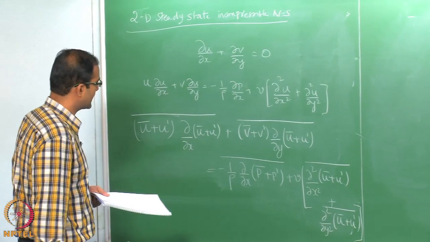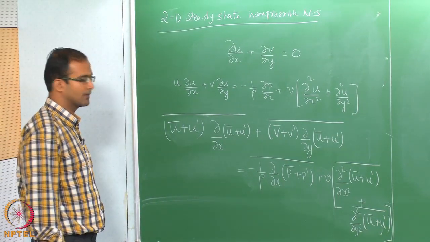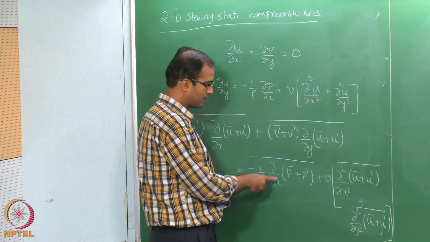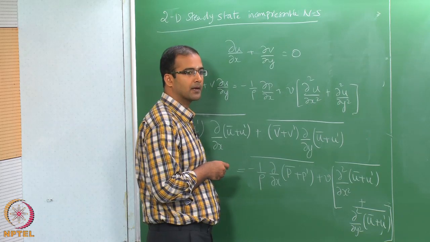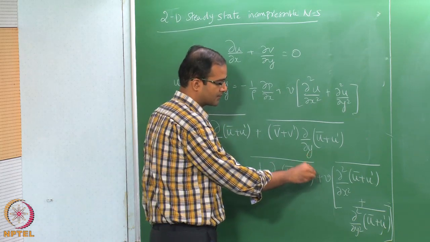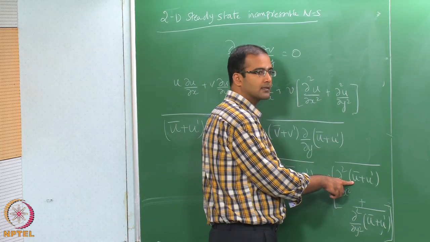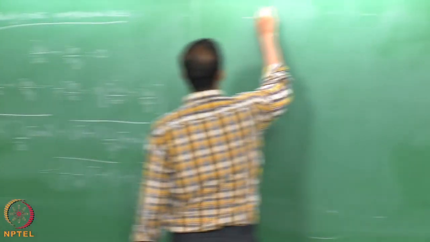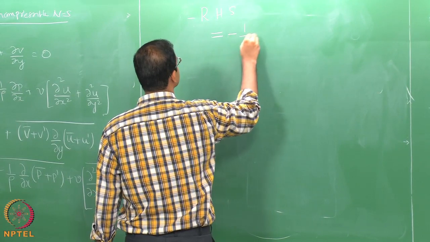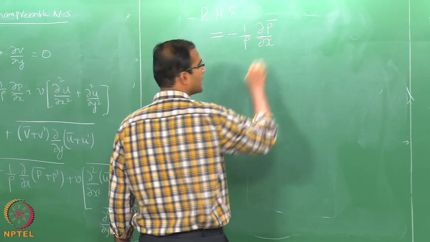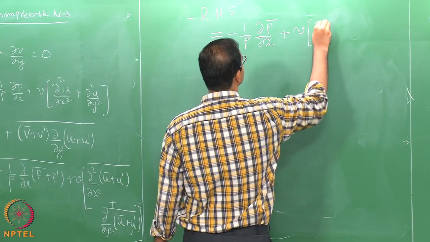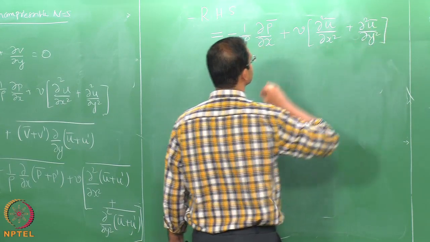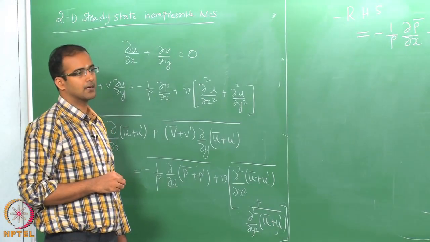So, if you look at the right hand side, everybody must have written this step. This is incompressible, so there is no averaging operator on the density. So, 1 by rho d by dx of p bar plus p prime bar, and p prime bar will be 0. Similarly, if you do the averaging here, this is u bar plus u prime bar, so u prime bar is also 0. Similarly here. So on the right hand side, it is straightforward. After averaging the equation, you have dp bar by dx plus d square u bar by dx square plus d square u bar by dy square. So, the instantaneous quantities are now replaced only by the mean quantities.